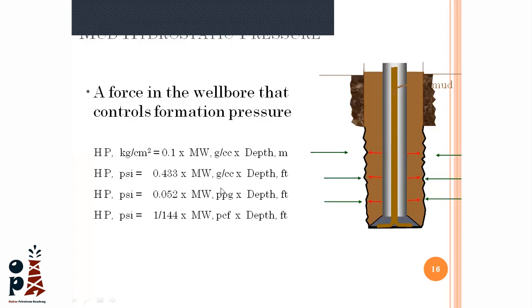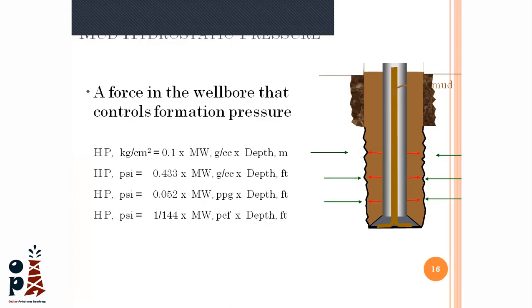If you are going to use any different sets, for example, gram per cubic centimeter and meter here, the constant will be different. And guys, this number comes from just conversion numbers. For example, this is psi, pound per square inch, but this is pound per gallon, and here is feet. So we will convert the gallon to cubic feet, then the square feet will go to square inch. So this 0.052 or 0.433 is just a conversion constant.